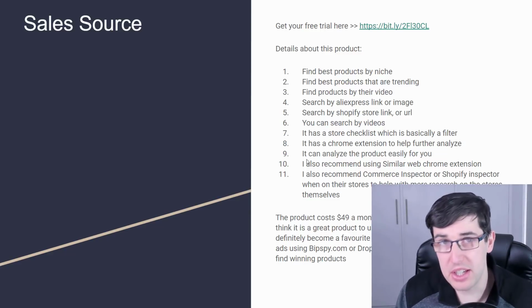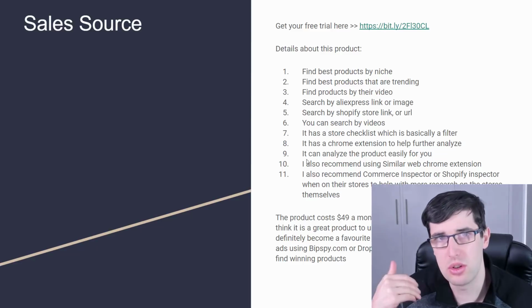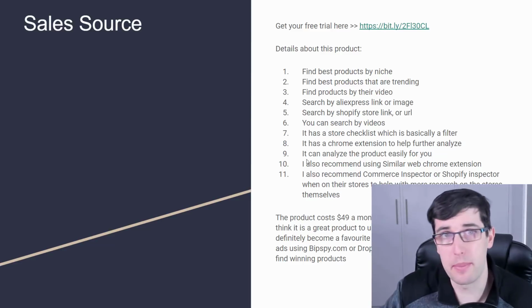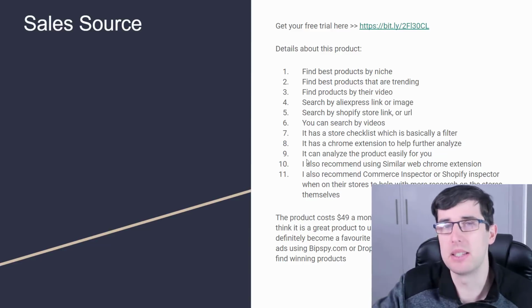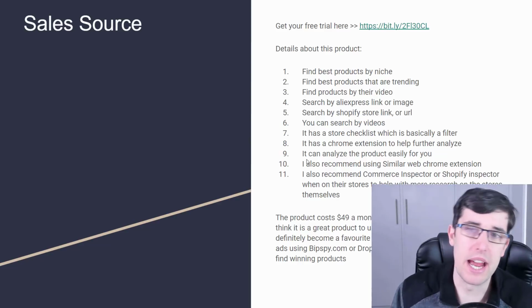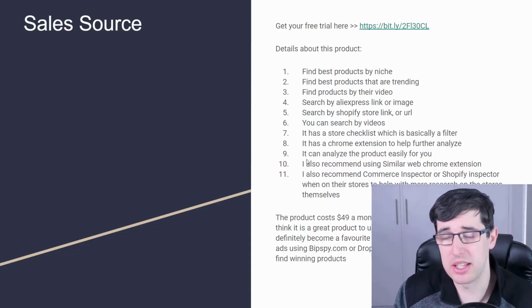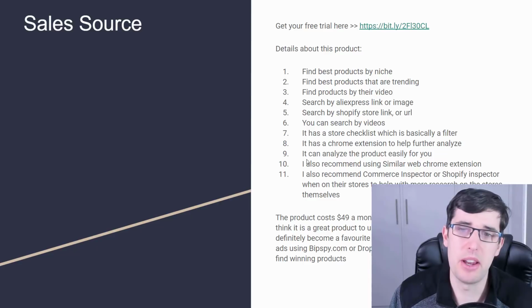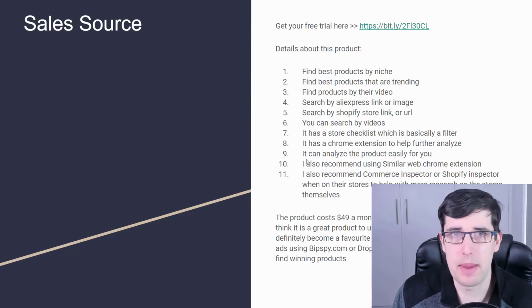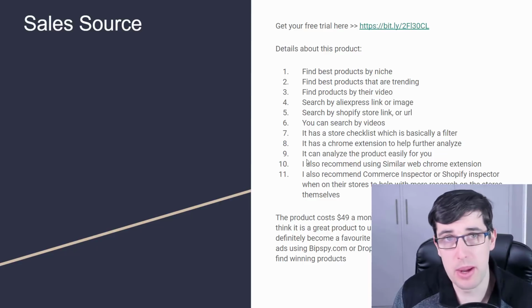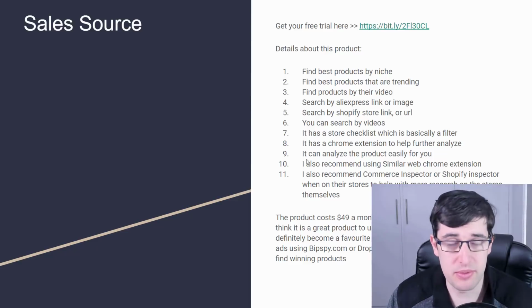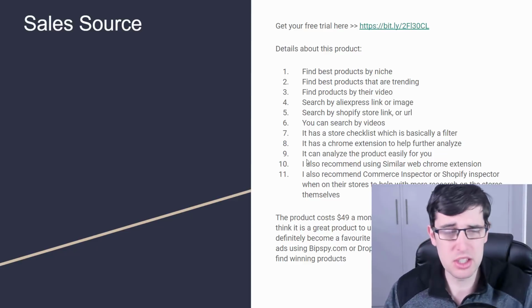It has a Chrome extension that comes with it that you can use to help and understand more information about the product as well. It's a part of your subscription with it. It can analyze the product easily for you, so it has a product analyzer. And I also just wanted to add, I still recommend, if you haven't already, use SimilarWeb Chrome extension. It's free, and Commerce Inspector or Shopify Inspector, which are free extensions as well. So let's jump straight into it.